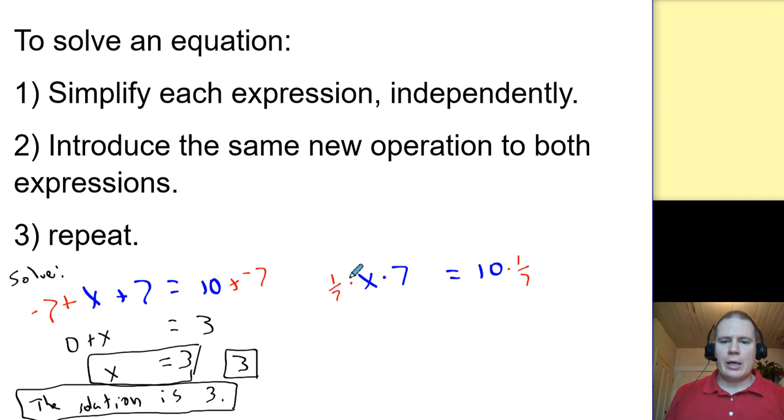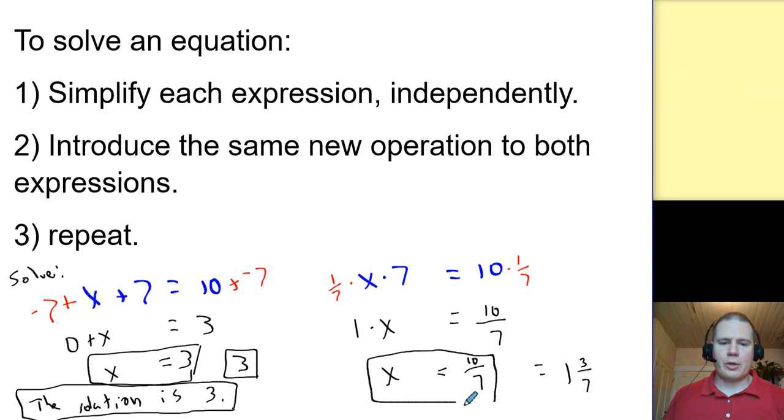Over here, I can use the associative property of multiplication. 1/7 times 7 is 1. And 1 times x, that's the multiplicative identity. 1 times x is x. I've now simplified this. Over here, 10 times 1/7, no common factors, so I just have 10 divided by 7. Right? No need to mess around and be fancy and say, well, that's 1 3/7. Don't waste your time showing off. Improper fractions are just fine here.